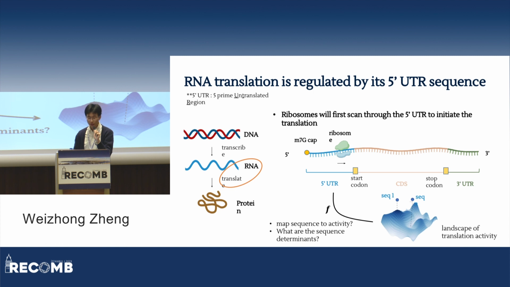So we already know that it will first go through the 5' UTR, and the sequence of this part is going to affect the efficiency of the translation, or we call the activity. But we still don't know how the sequence influences the activities. So the mapping from these two spaces is still unknown. And furthermore, we also don't know what's inside the sequence. Are there some determinants, that means more important parts than others, that can regulate the events?